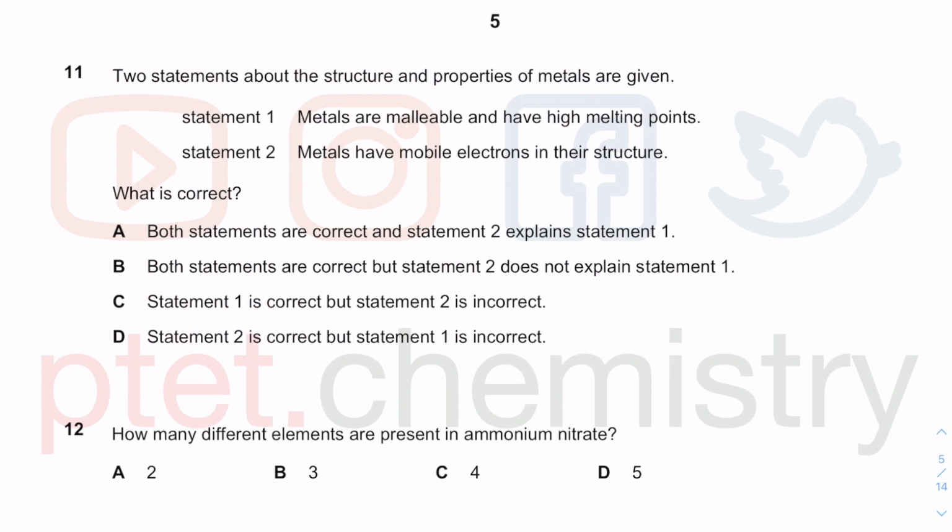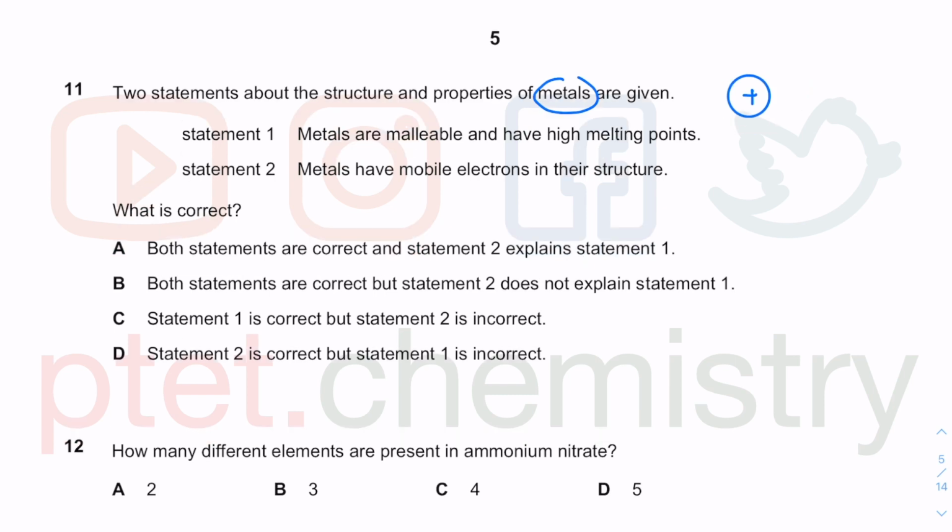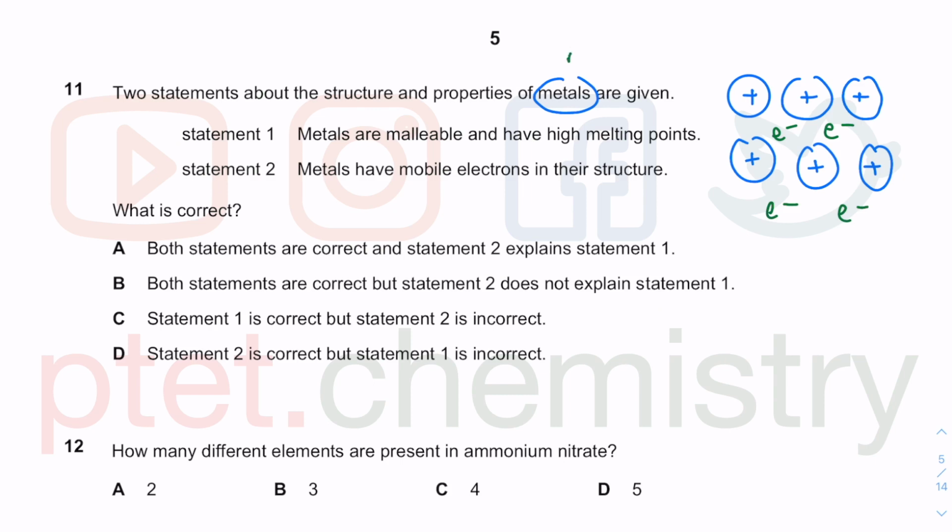Question 11, we have 2 statements about structure and properties of metals. We know that in metals we would have cations, so we have layers of cations. The cations are of the same sizes because they are all from the same atom, right? In an element, this is metal. Metals are elements, unless you have a mixture of metals. Then this is cations, and this is your sea of delocalized outer shell electrons. Outer shell electrons is also known as valence electrons.